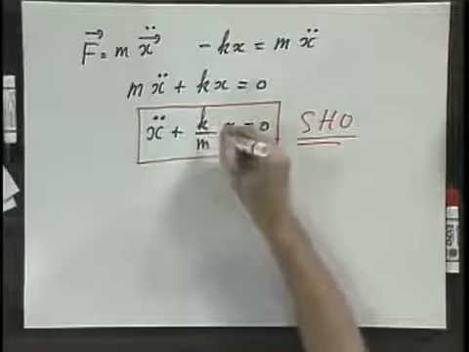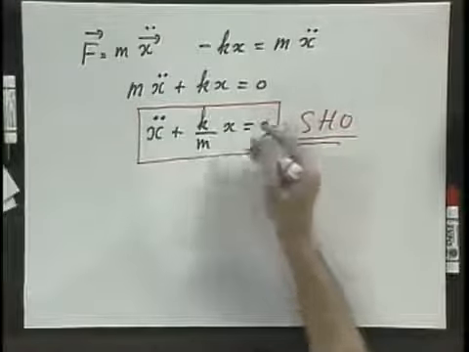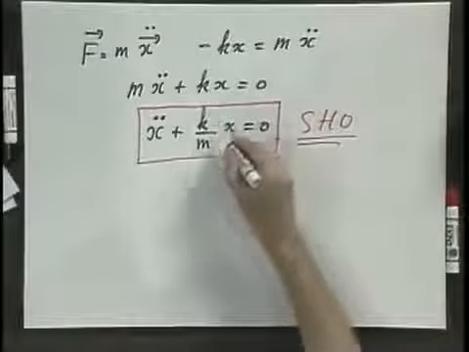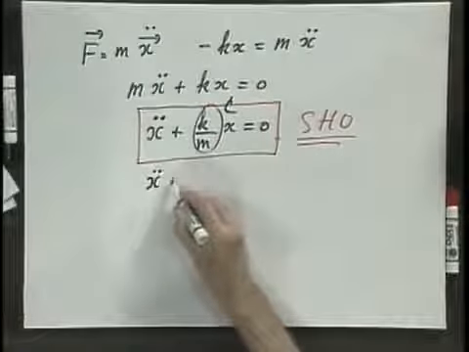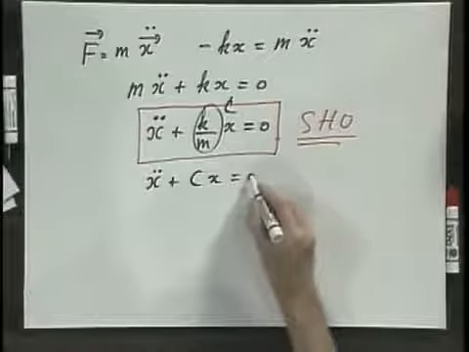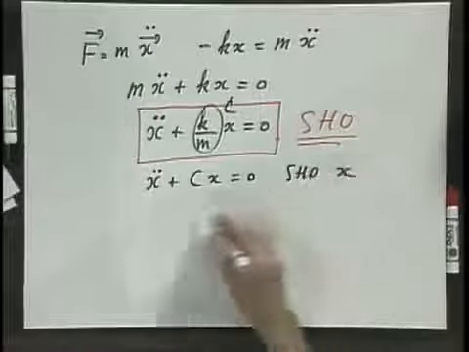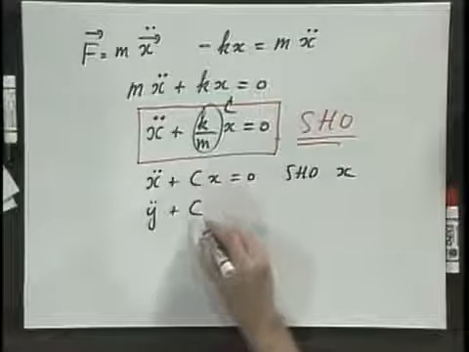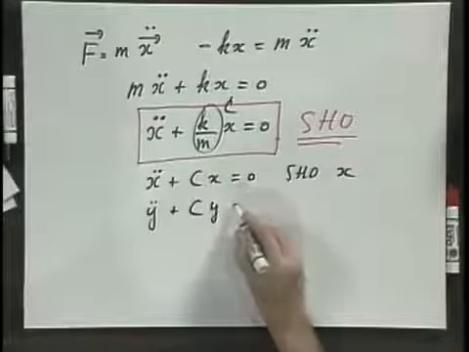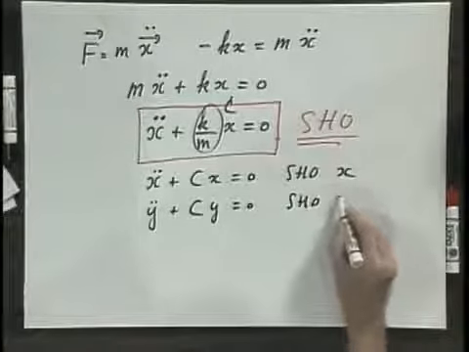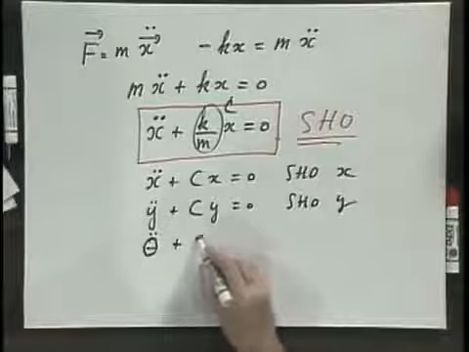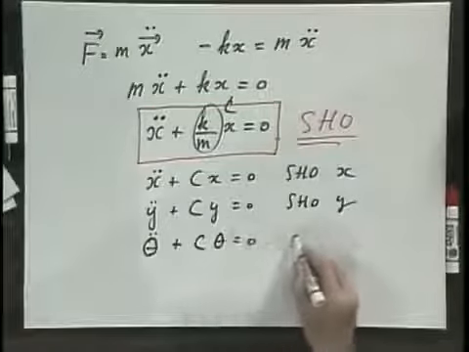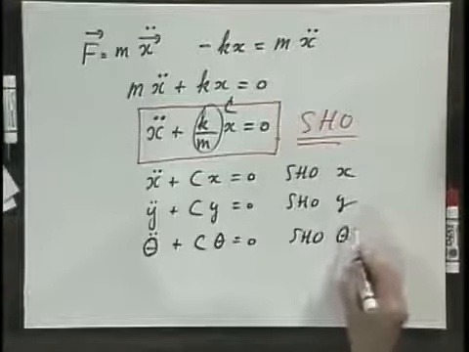K over m is a given for a particular system. Let's write in more general terms for it C. So I could have then a differential equation x double dot plus Cx is 0, that would be a simple harmonic oscillation in x. If you ever encounter something like this, the C's could be different of course, then it would be a simple harmonic oscillation in y. And if you ever encounter something like this, then it would be a simple harmonic oscillation in terms of an angle, like we had with the pendulum, the angle theta.